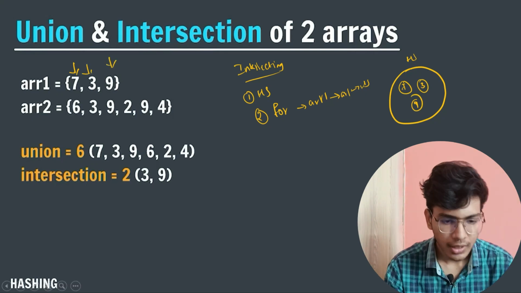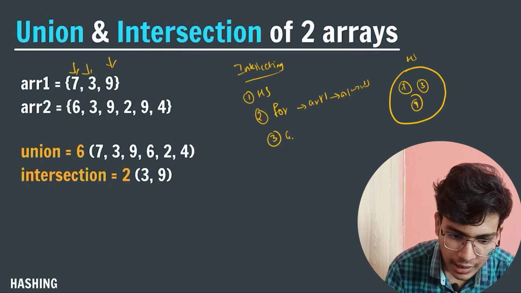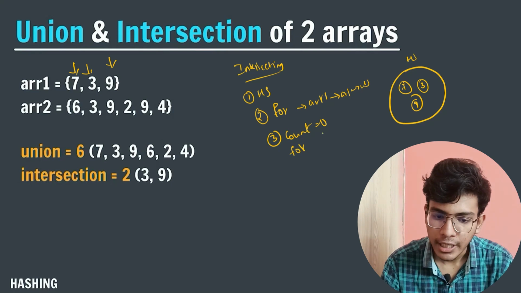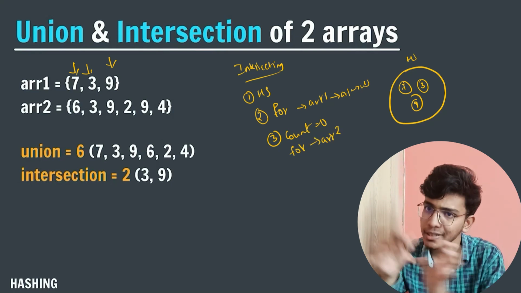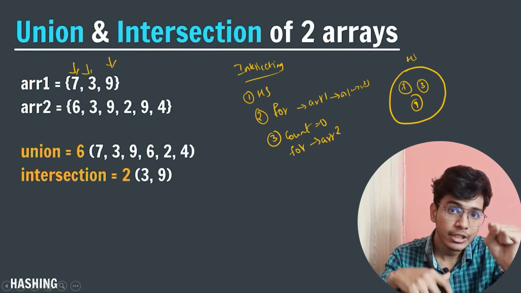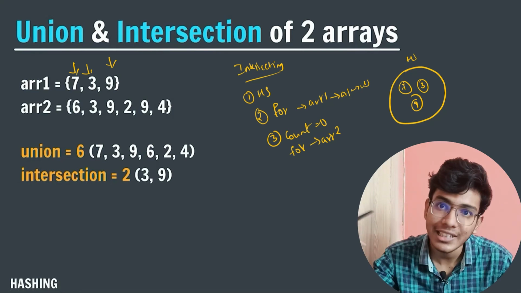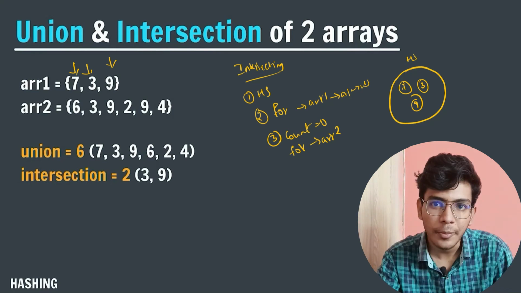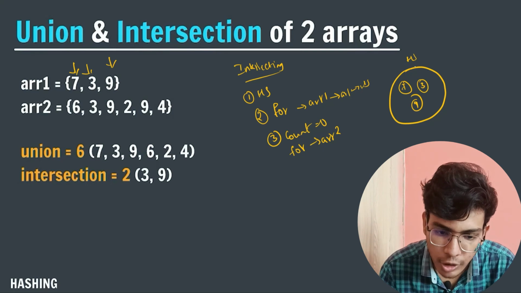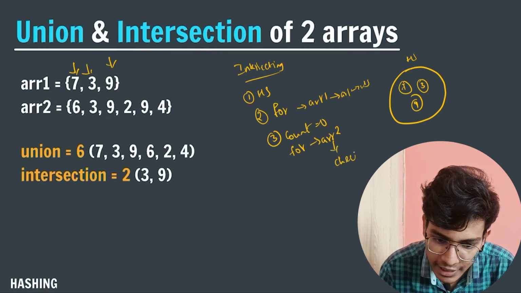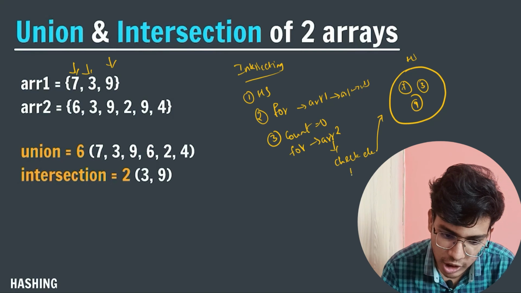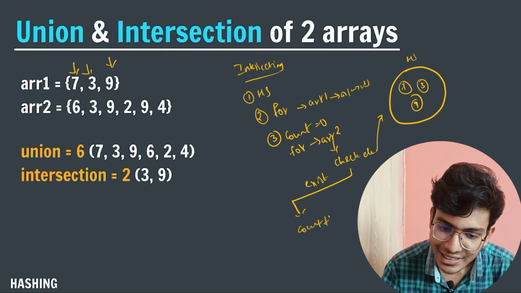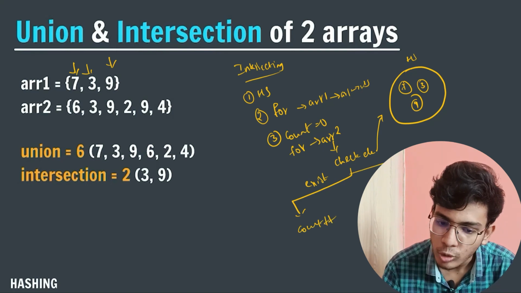Now third step will be I will create a count variable, count is equal to 0, and again I will run a loop for array 2. For array 2, now I won't add the array 2 elements in my hash set. What I will do is that I will check whether this particular element is present in my hash set or not. If it is present, then it is a common element. If it is not present, then it is not a common element. If it exists, then I will increment the count value. If it doesn't exist, then I will continue to my next element.